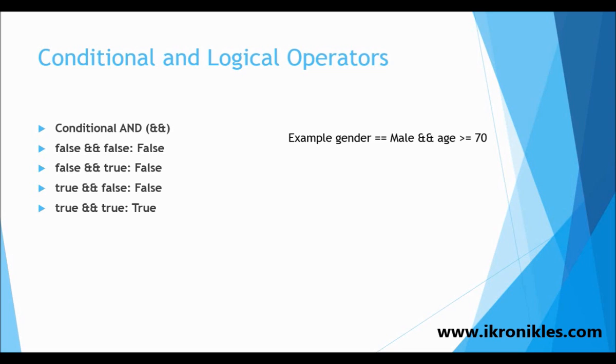Now, suppose we wish to ensure that two conditions are both true in a program before we choose a certain path of execution. In this case, we can use the conditional AND operator. The two conditions are that gender must be male and the person's age must be greater than or equal to 70. So you use the AND operator. If the age is not 70 or more and the gender is female, the condition will be false.